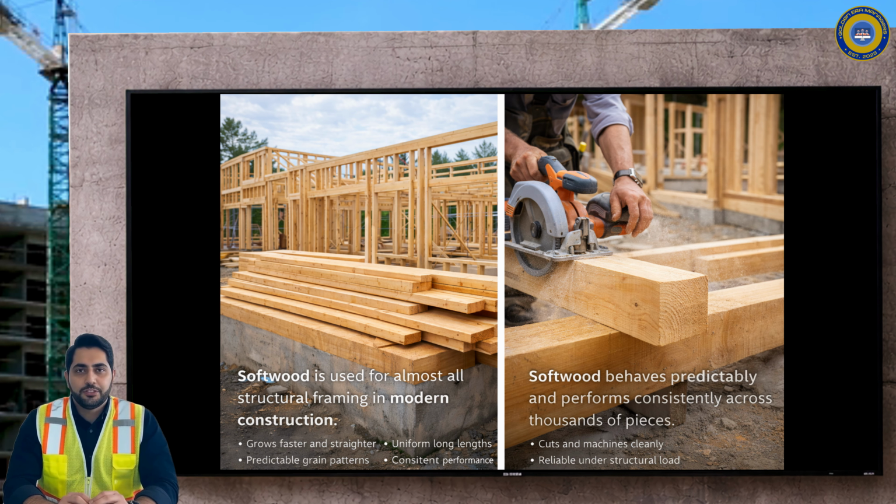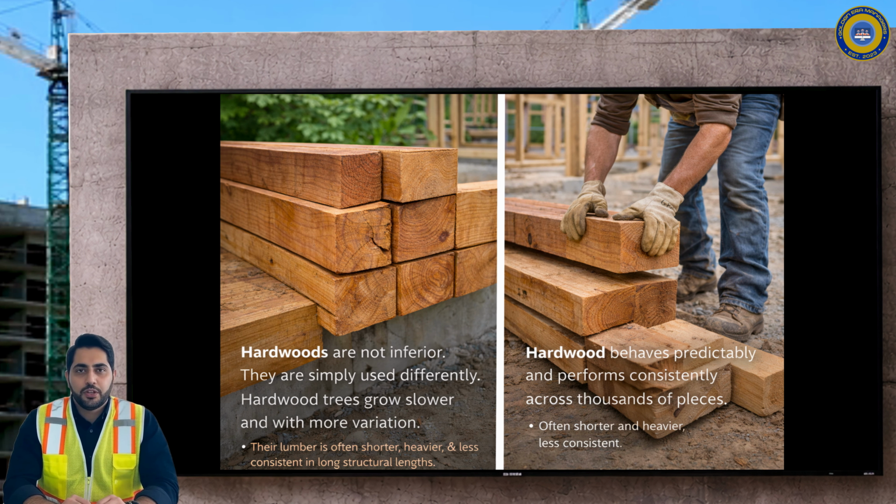Here's the part most people miss. Almost all structural framing in modern construction uses softwood, not hardwood. That decision has nothing to do with softness or weakness. It has everything to do with how the material behaves when grown, milled, and installed at scale. Softwood trees grow faster, straighter, and more consistently. That makes their lumber available in long, uniform lengths with predictable grain patterns. Softwood machines cleanly, performs reliably under structural load, and behaves consistently across thousands of pieces, which is exactly what large-scale construction requires.